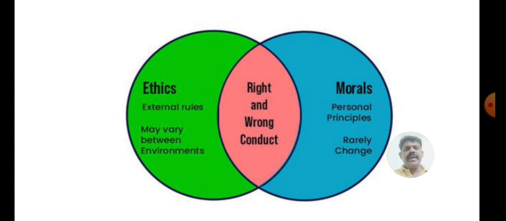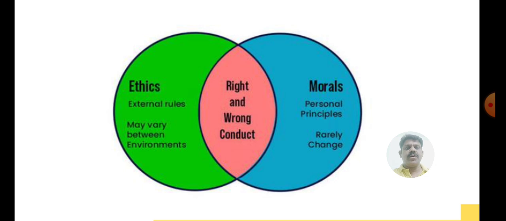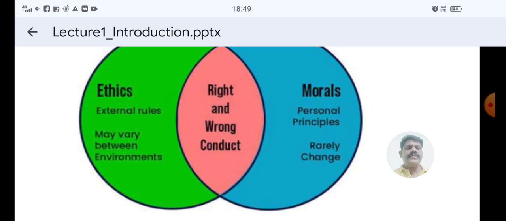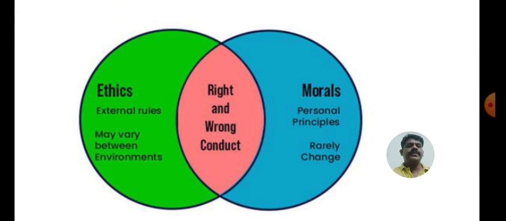When you see the side of ethics, there is a difference. It talks about external values. It may vary between environments, as we learned earlier, from people to people. But morals, once they are defined or decided by the personalities, become a principle. It becomes a principal value followed by the particular person or a group of society, and it rarely changes. It is like a fixed mindset. People will hold the belief for a longer period. That's why it's called morals.